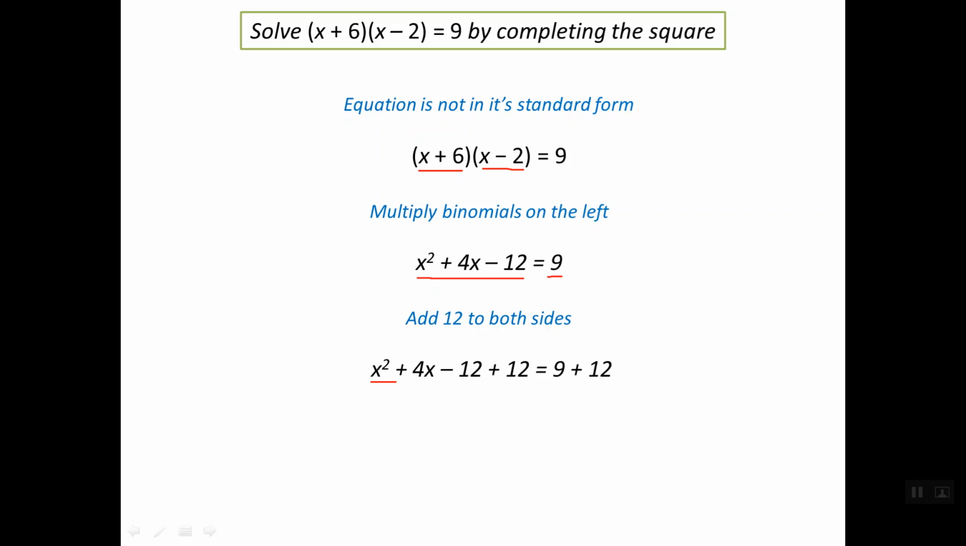So for the left side, x squared plus 4x minus 12, this is the plus 12, is equal to 9, and this is the plus 12. So the equation is still balanced. So now we can simplify for the two sides. So x squared plus 4x is equal to 21. Now the equation is in its standard form. So now we can follow the steps.